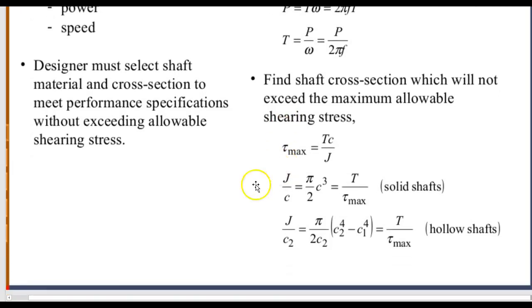Now, here we have a way of talking about a cross-section so that we don't exceed maximum allowable shearing stress. And so we can relate those equations to each other. Using this equation for tau max and this equation for torque, you can equate those two and develop an equation that tells you power in terms of torque or power in terms of shearing stress, so that you can use that more or less in terms of design.